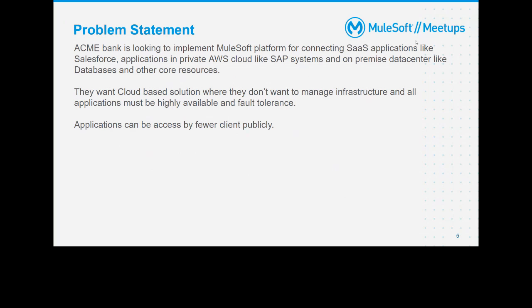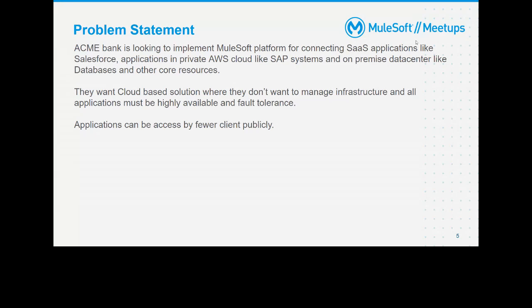So they want to set up a MuleSoft platform where they have to connect to SaaS-based applications, a private subnet in AWS, and also an on-premise data center, where resources like databases and other core resources exist. They also want a cloud-based solution where they don't want to manage any infrastructure, and all applications must be highly available and fault tolerant. Applications should not be accessible publicly by a few clients. This is the requirement from the customer. They also want features like intelligent healing and zero downtime updates, which one of my customers required. So let's see how we can solve this problem.